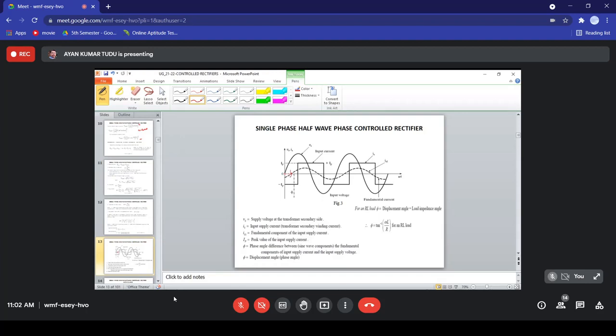Okay, and we have another phi that is known as our displacement angle. Now for an RL load, this displacement angle phi is given as how much? Equal to tan inverse omega L by R for an RL load. Okay, what is happening for the RL load, we will be seeing in the next slide only. Up to here it is clear?